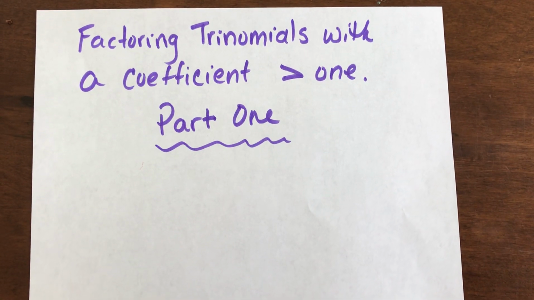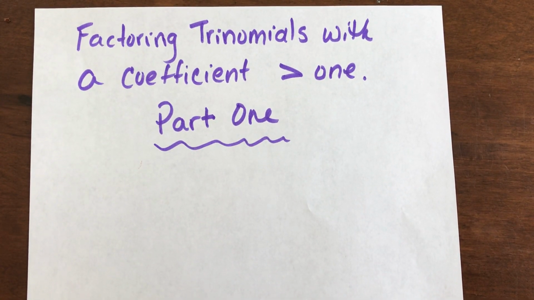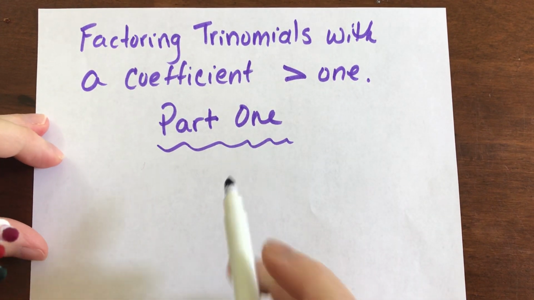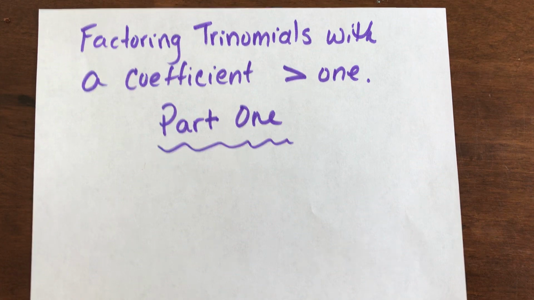All right, today we are going to be looking at how to factor trinomials when your coefficient is greater than 1. And I'm doing this in two parts. This is going to be part 1. All right, so let's look at a few examples.